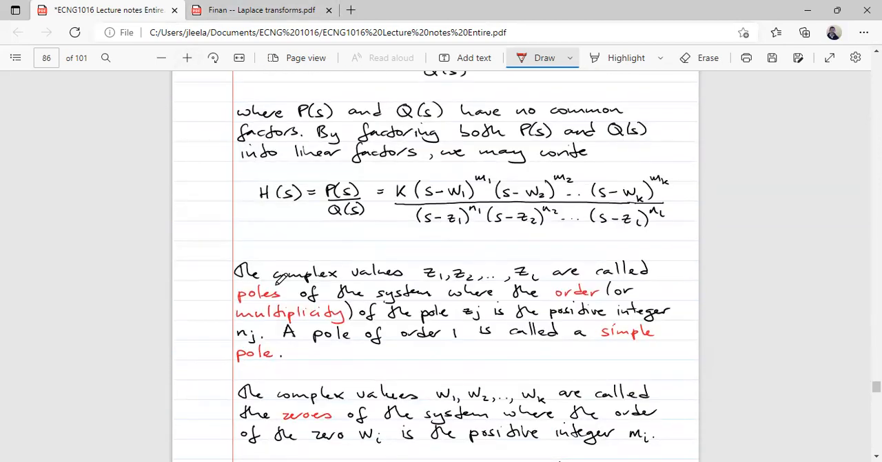where these values in the denominator, the complex values z1, z2, and so on, zi, are called the poles. So what it is saying here is that when written in this form, the transfer function has all these linear factors in the denominator. Whatever value would make a linear factor 0 is called a pole. And the power of the factor is called the order or multiplicity of the pole. So this first factor here has order n1. The pole is what will make it 0.